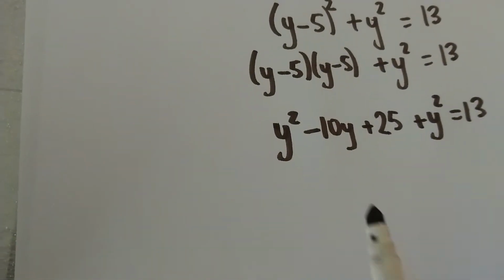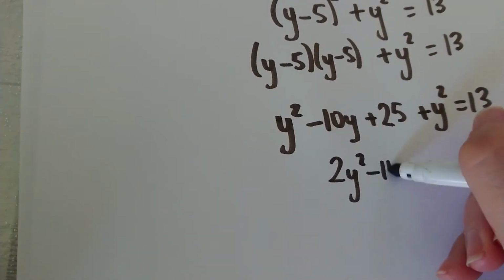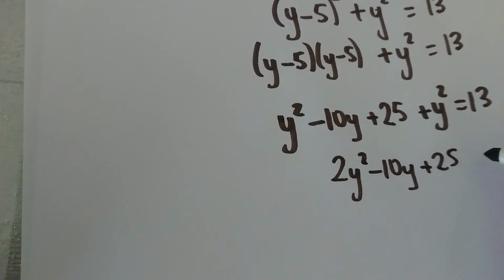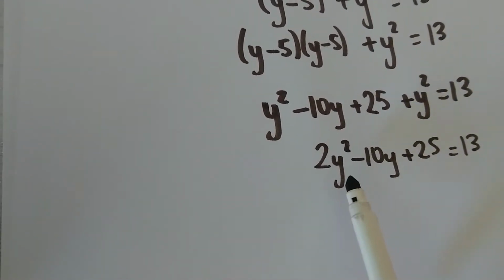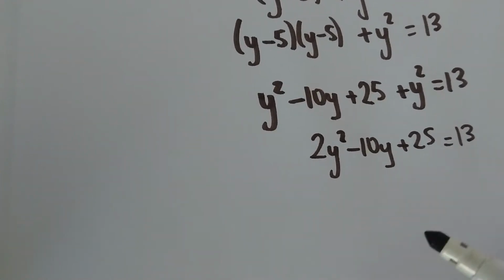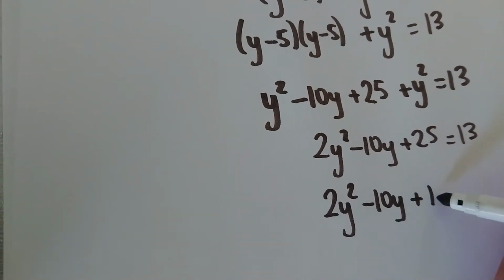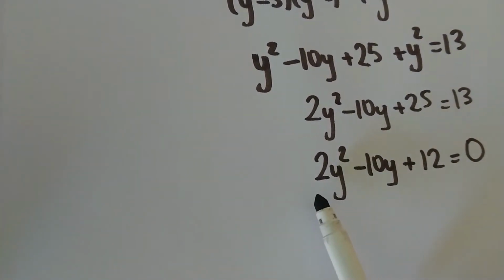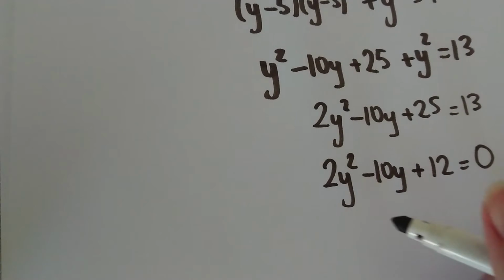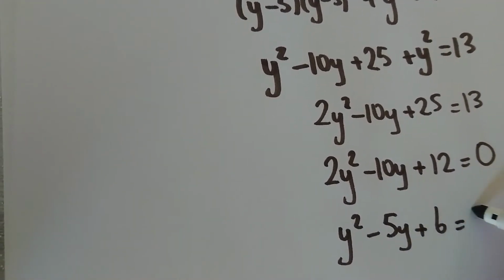Simplifying that, you can see I've got y squared plus y squared, so that's 2y squared minus 10y plus 25 equals 13. This is a quadratic equation because it's got a y squared in it, so I want to make this equal 0. I'm going to take away 13 from both sides, so it would be 2y squared minus 10y plus 12 equals 0. Is there anything I can do to make this a little bit simpler? Well, I can divide it all through by 2. So I'd get y squared minus 5y plus 6 equals 0.